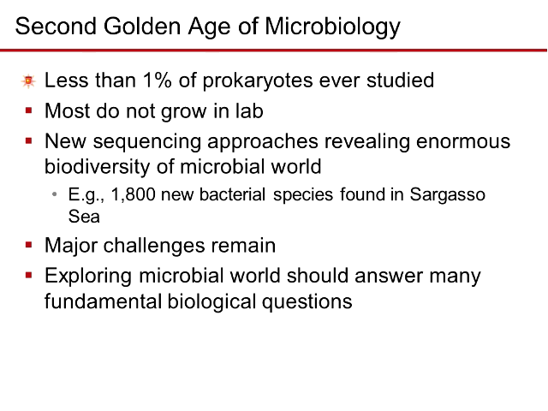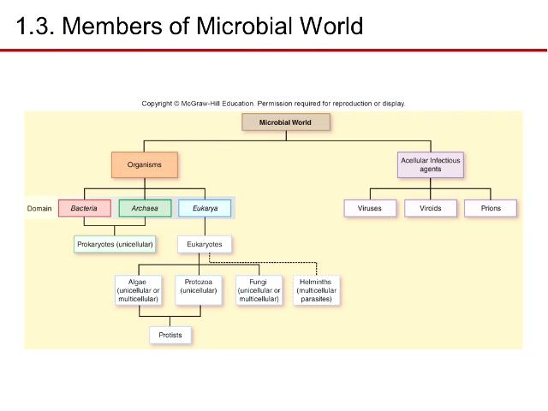So less than 1% of all prokaryotes, that's the bacteria, that's a single-celled bacteria, if you will, have been studied. Most don't grow in a lab. The new sequencing approaches are revealing enormous biodiversity of the microbial world. In fact, 1,800 new bacteria species were found in the Sargasso Sea alone. Major challenges remain. Exploring the microbial world should answer many of the fundamental biological questions. We're finding that by looking at the genotype, some of the bacteria we had in certain groups, under certain species, may not belong to those species, but actually belong somewhere else, based on the genotype that they exhibit.